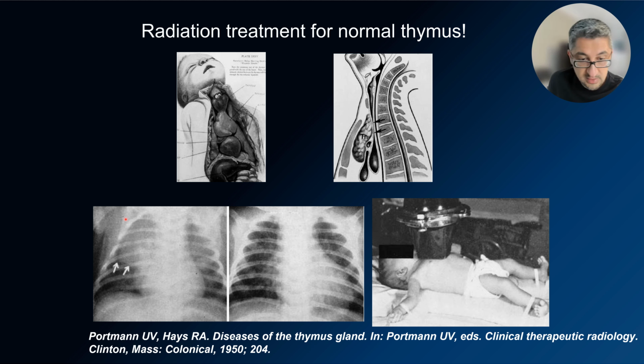So, for example, this one has a sail sign, which is actually a normal finding. Most likely the patients were presenting with upper respiratory tract symptoms at this time, and they thought this was caused by the thymus compressing the trachea, so they decided to treat them with high dose radiation.